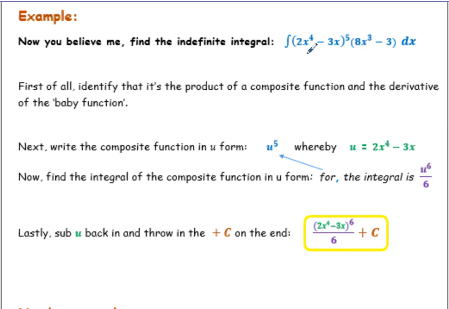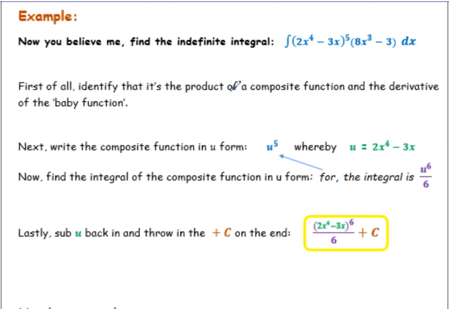Bella, what did Grace say? I can't drink water. And don't drink Bella's water. What did you say, Grace? I was saying it's the product of the composite function and the derivative of the baby function. Well done.